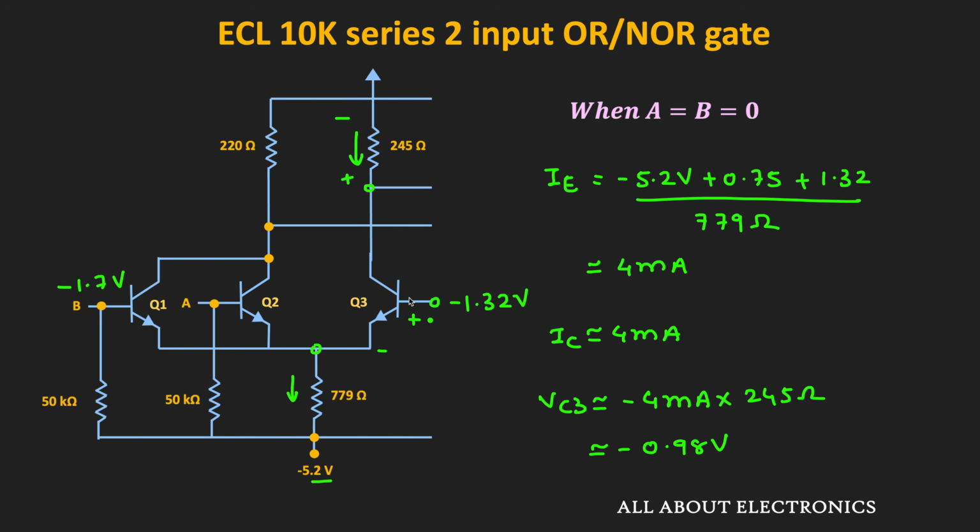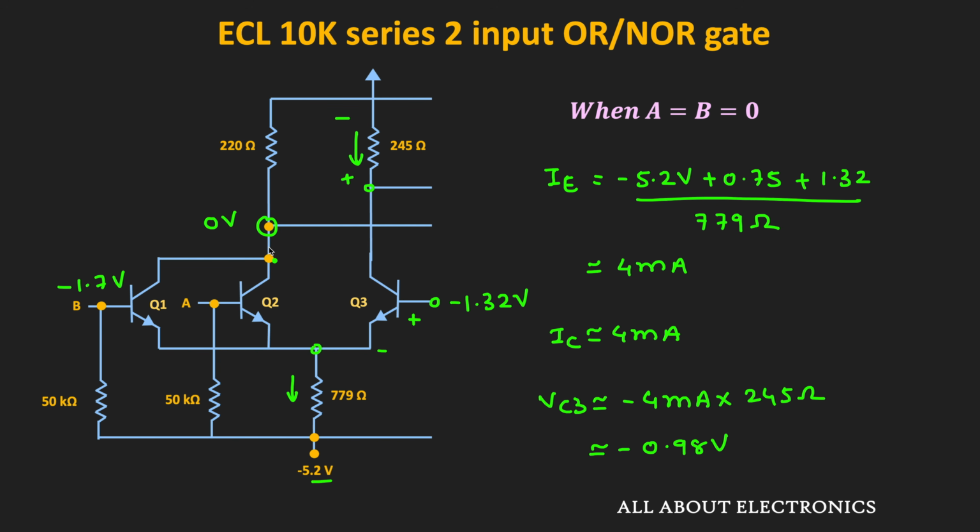While if we see the other output, or the voltage at the collector of the Q2, then just by looking at this part of the circuit, we can say that that is equal to 0 volt, because this resistor is connected to the ground terminal. That means we can say that when the A and B inputs are minus 1.7 volt, then the one output is equal to minus 0.98 volt, while the other output is equal to 0 volt.